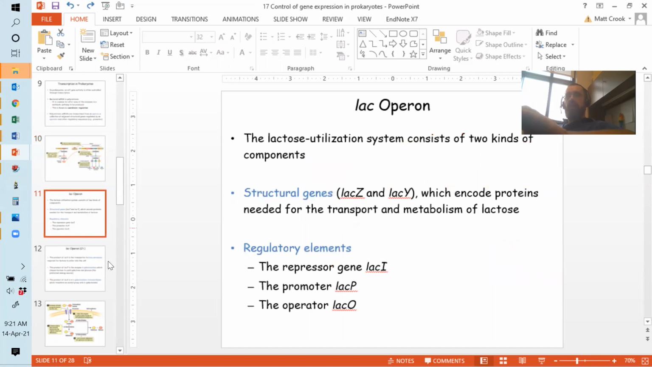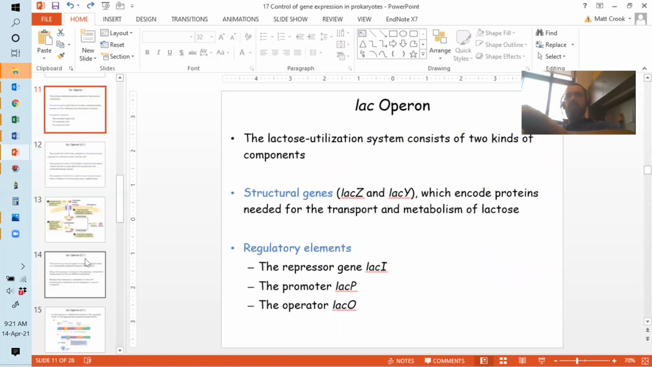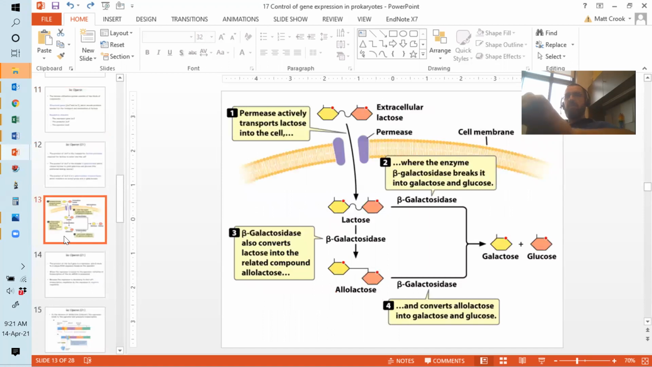Okay, so we're going to talk about the lac operon, and basically what we care about is this. Lactose is a disaccharide, and it consists of a glucose and a galactose.